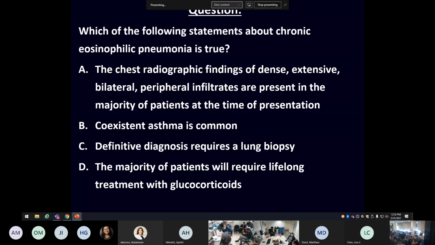B, very good. So coexistent asthma is very common. In fact, more than 2/3 of patients will have coexistent asthma and may have a period of time where they were seeing pulmonary or going through PFTs on inhaled corticosteroids or courses of oral steroids before they get imaging and are found to have these pulmonary opacities.